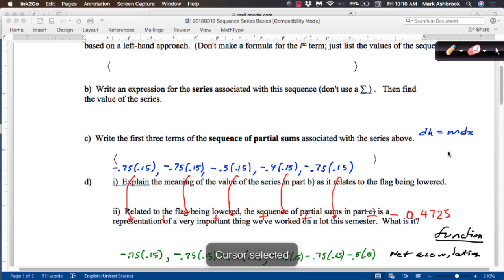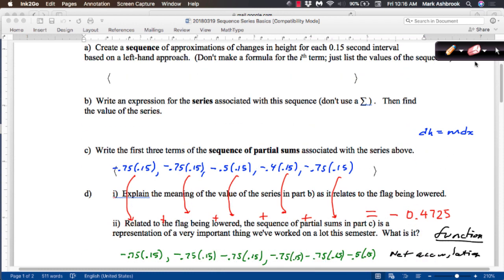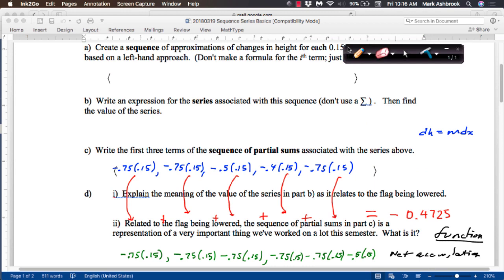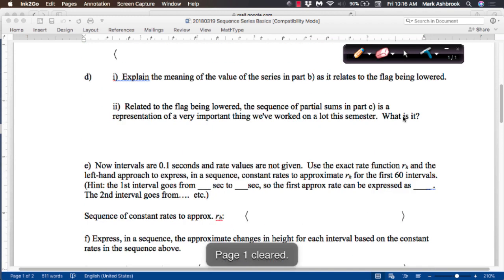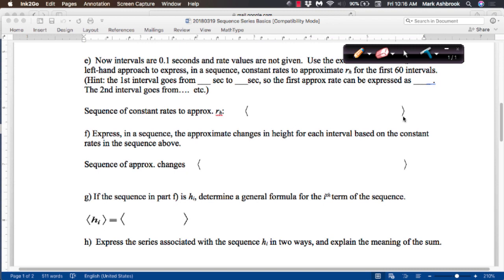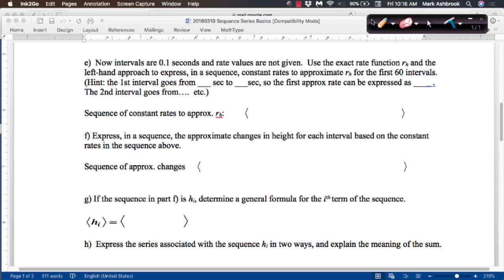Okay, now we're going to the next one. I'm going to erase. Any questions about the first part? Okay, here we go. So now the intervals are 0.1, and we don't have the rate values, but we have this function r sub h. Okay, so the first interval, let's just get started here. The first interval goes from what to what? 0 to 0.1.